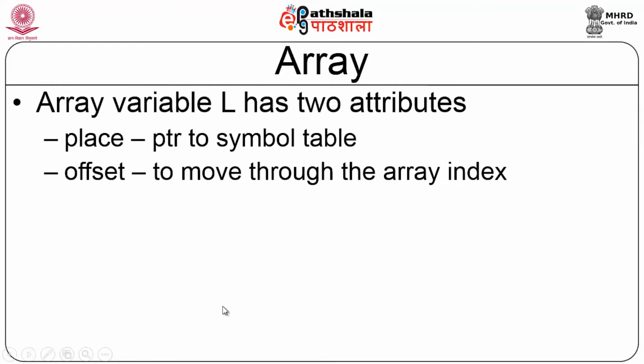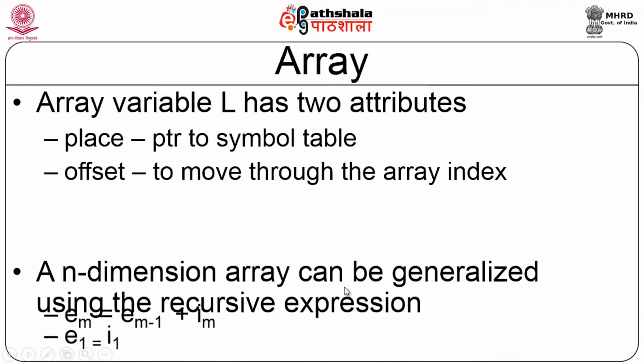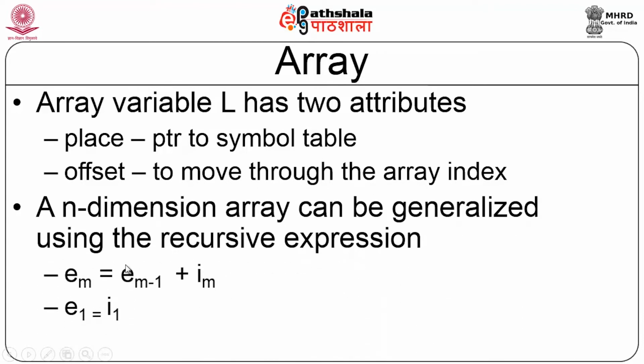So we have seen that the array variable has two attributes. One is the place, which points to a symbol table entry, and the other is the offset, which is used to move through the array index. And this is your recursive equation, which is used by the array for generating 3 address code. So e_m is equal to e_(m-1) times n_m plus i_m, where m here refers to the dimension, and e_1 is equal to i_1. That is, when you have only one dimension, it is the same.